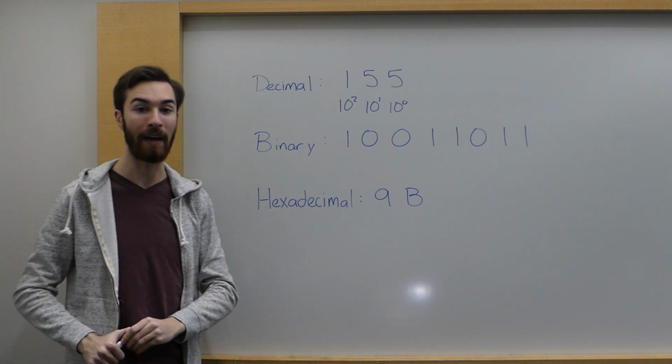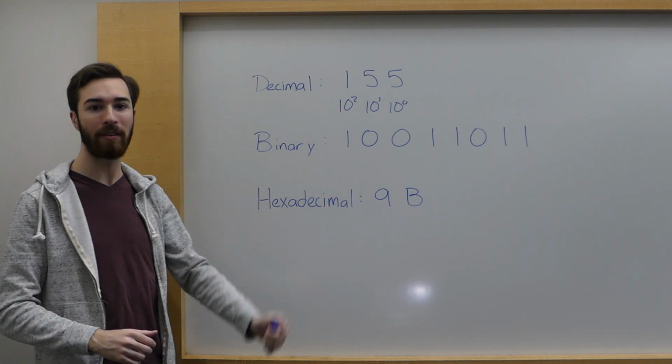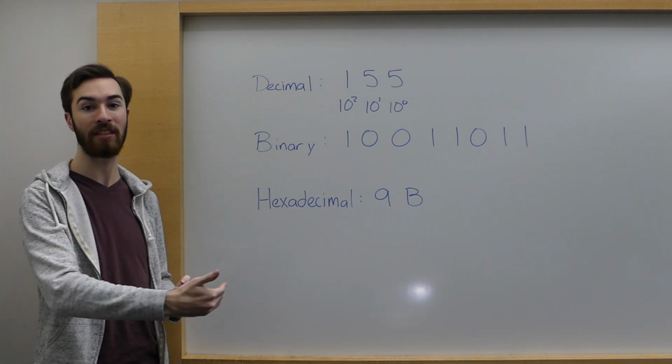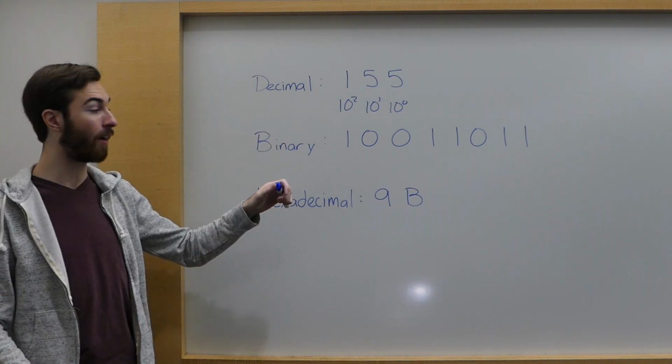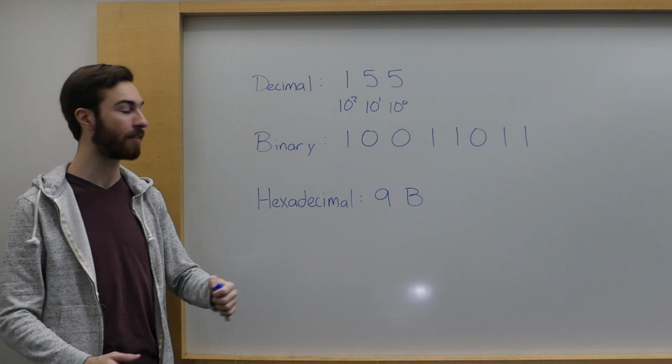is 155. And in the decimal numbering system, it's base 10, there are 10 digits that we use, the digits 0 through 9. So now let's see how that applies to binary and hexadecimal numbering systems.